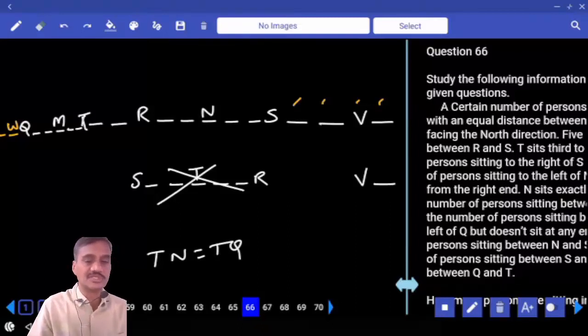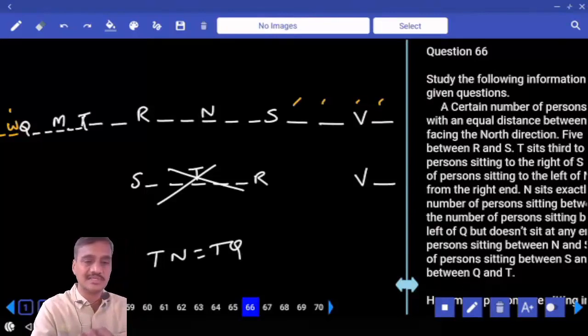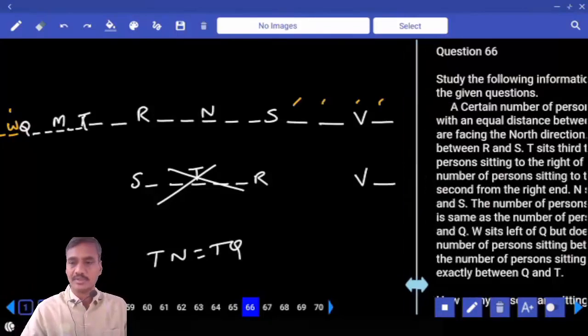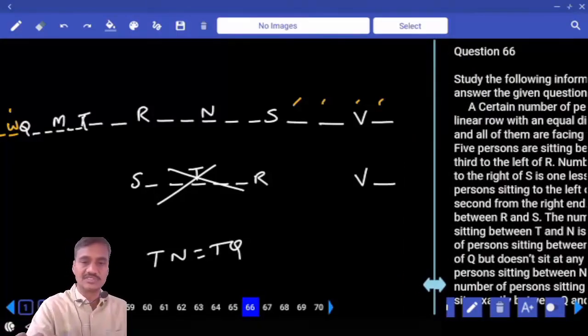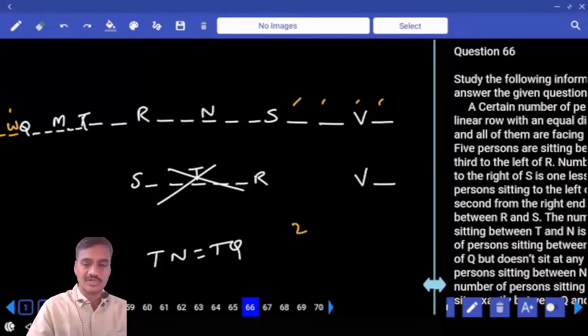And how many persons are sitting in this row, tell me here. Counting, we have 22 in total. That is choice 3. And how many persons are in between T and N? Now in between T and N there are exactly 5. Choice 4.